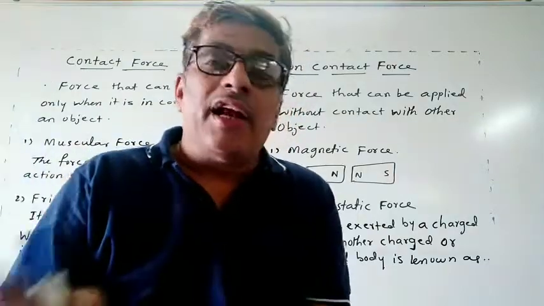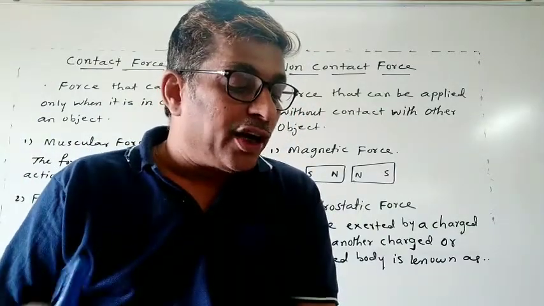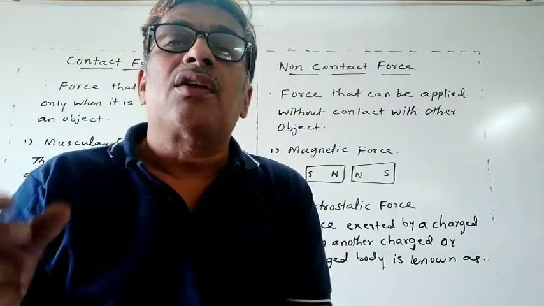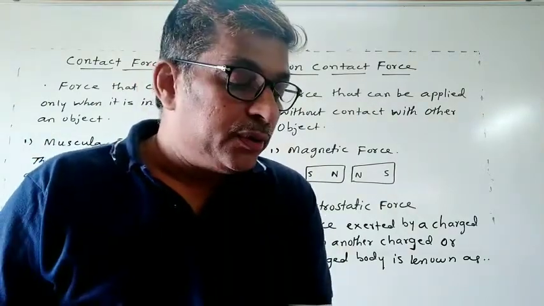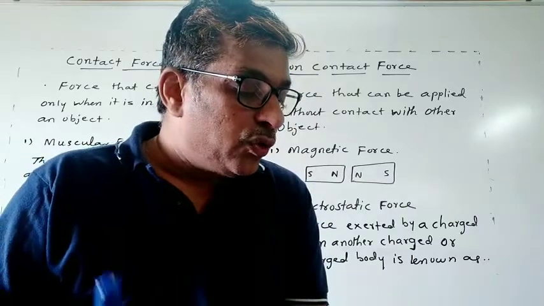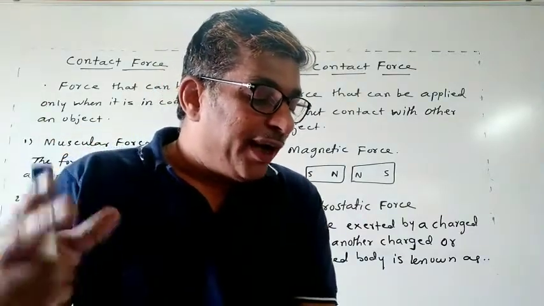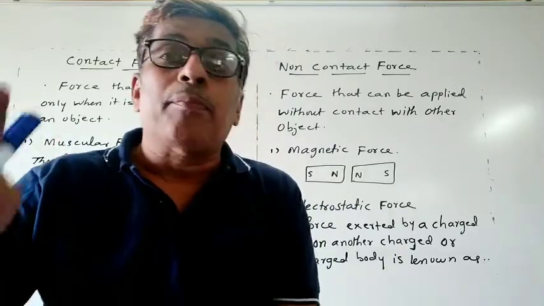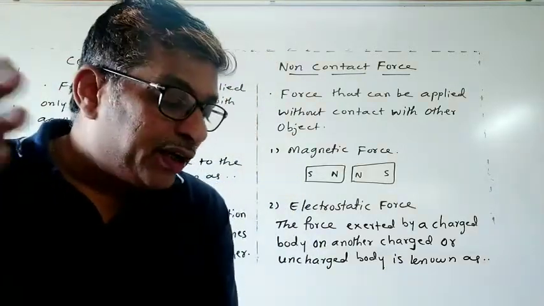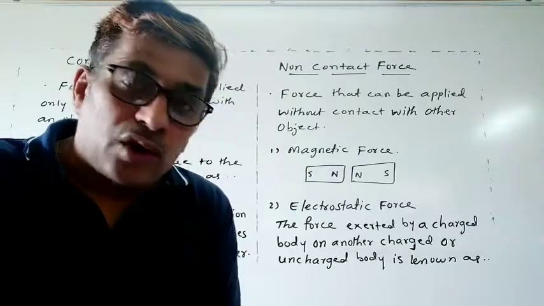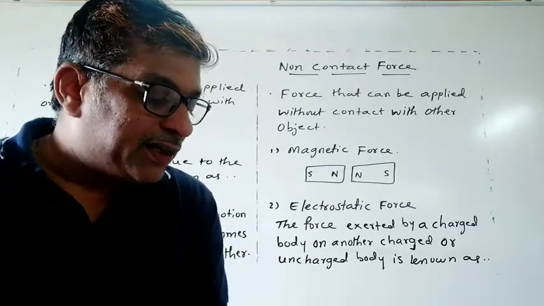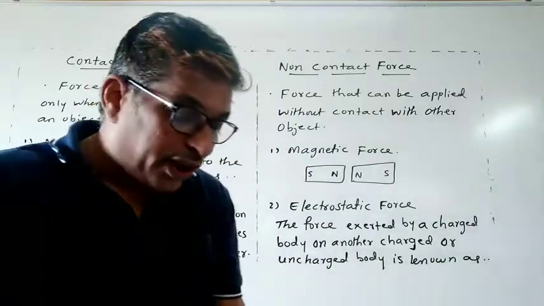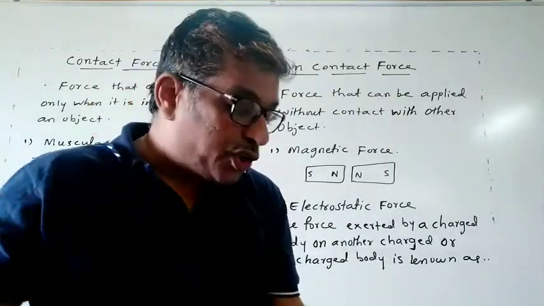Attraction and repulsion between objects can also be seen as another form of pull or push. The magnet can exert a force on another magnet without being in contact with it. So the force exerted by the magnet is an example of non-contact force. Now the next one is electrostatic force.